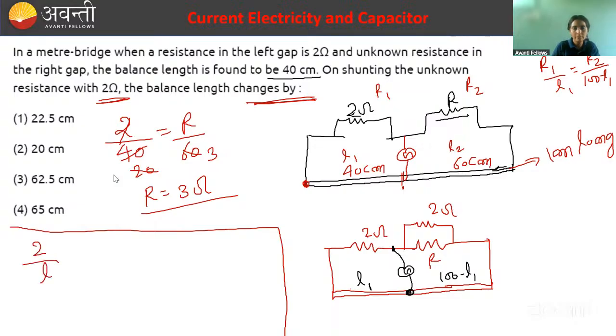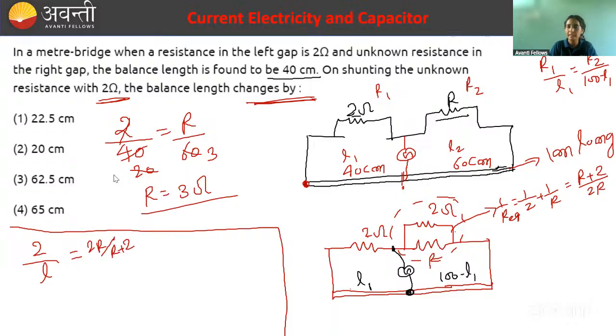2 by L1 will be equal to the resistance of this part divided by 100 minus L1. So what will be the resistance of this part? 2 and R are in parallel. So this is 1 by 2 plus 1 by R. 1 by R equivalent is R plus 2 by 2R. So basically R equivalent is 2R by R plus 2. So let's write it here, 2R by R plus 2.